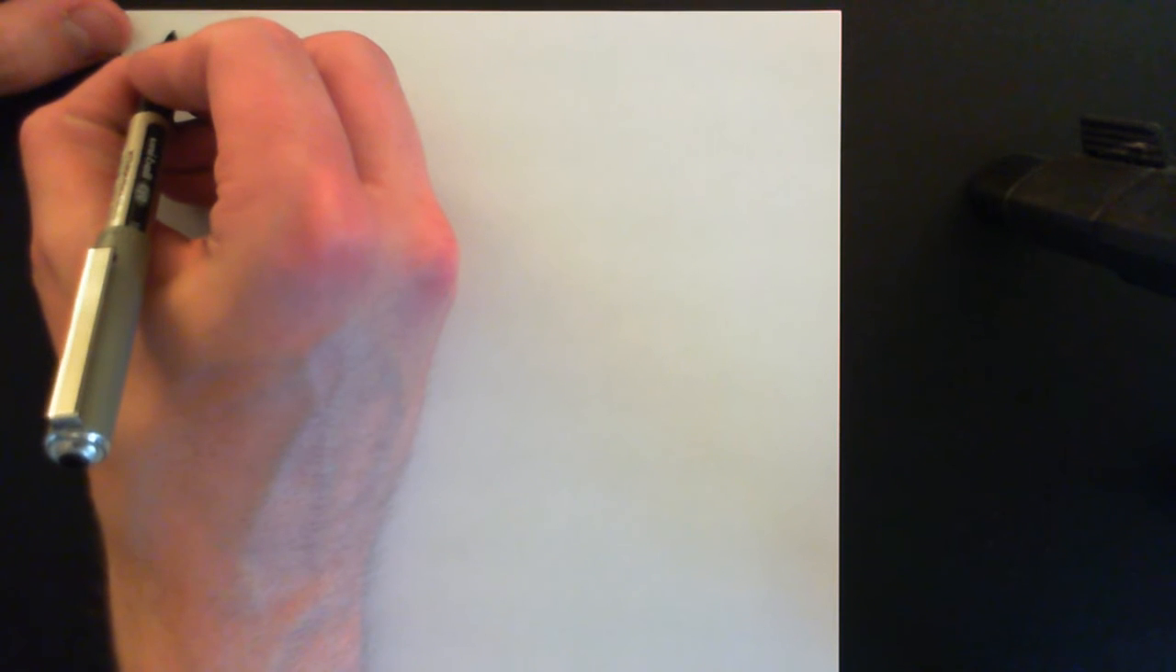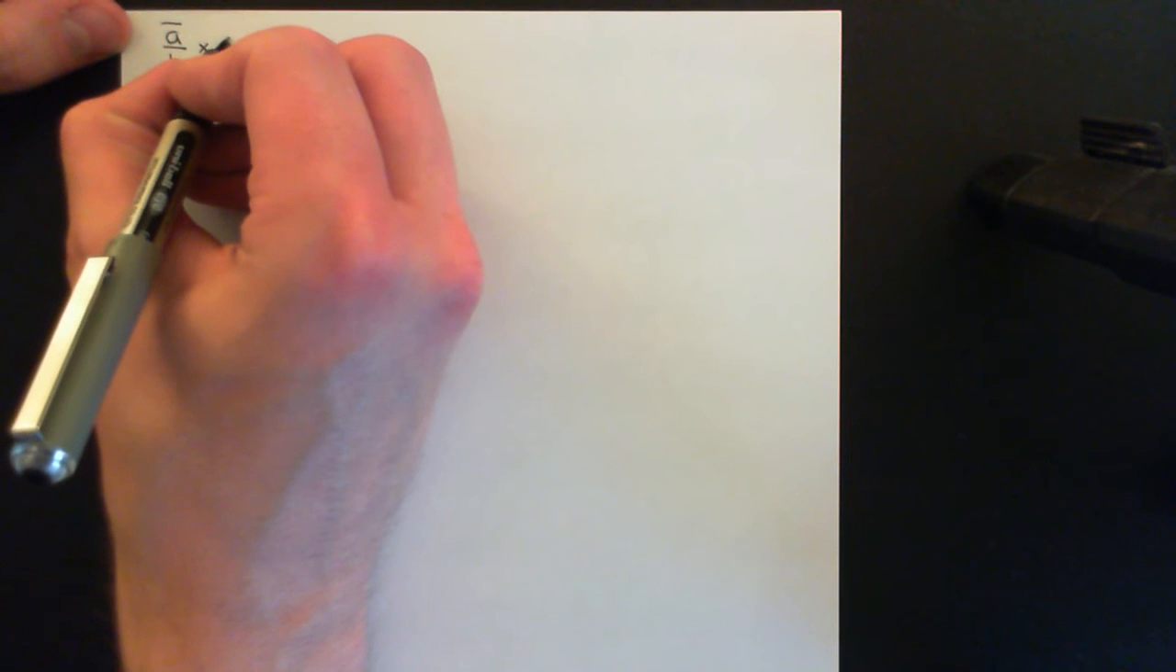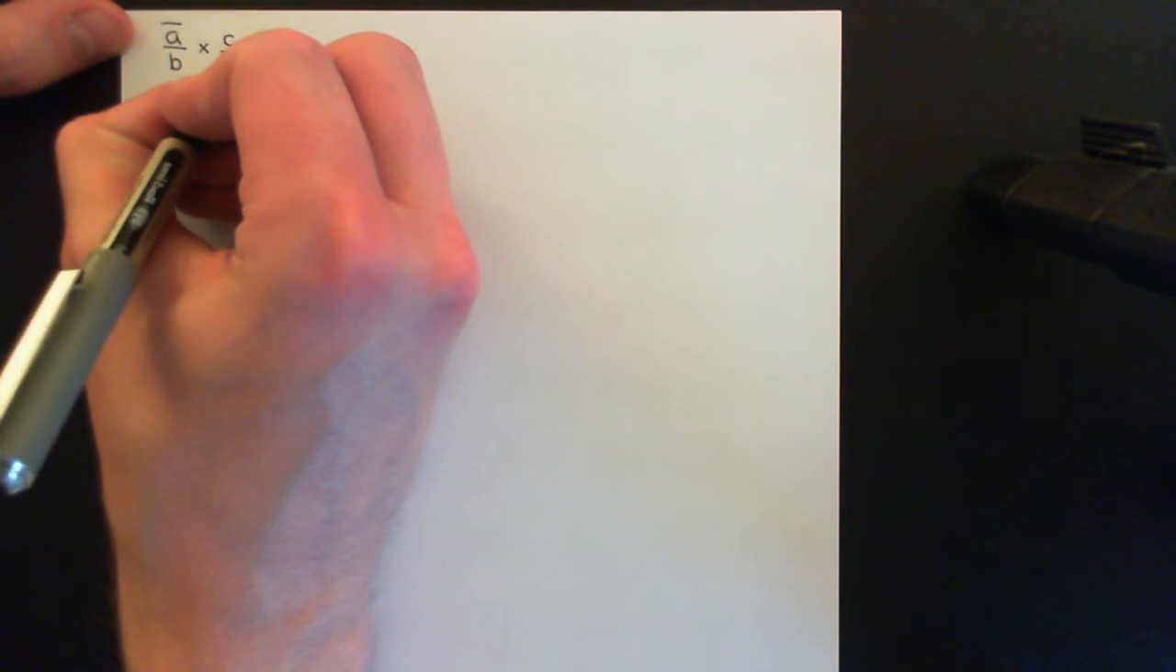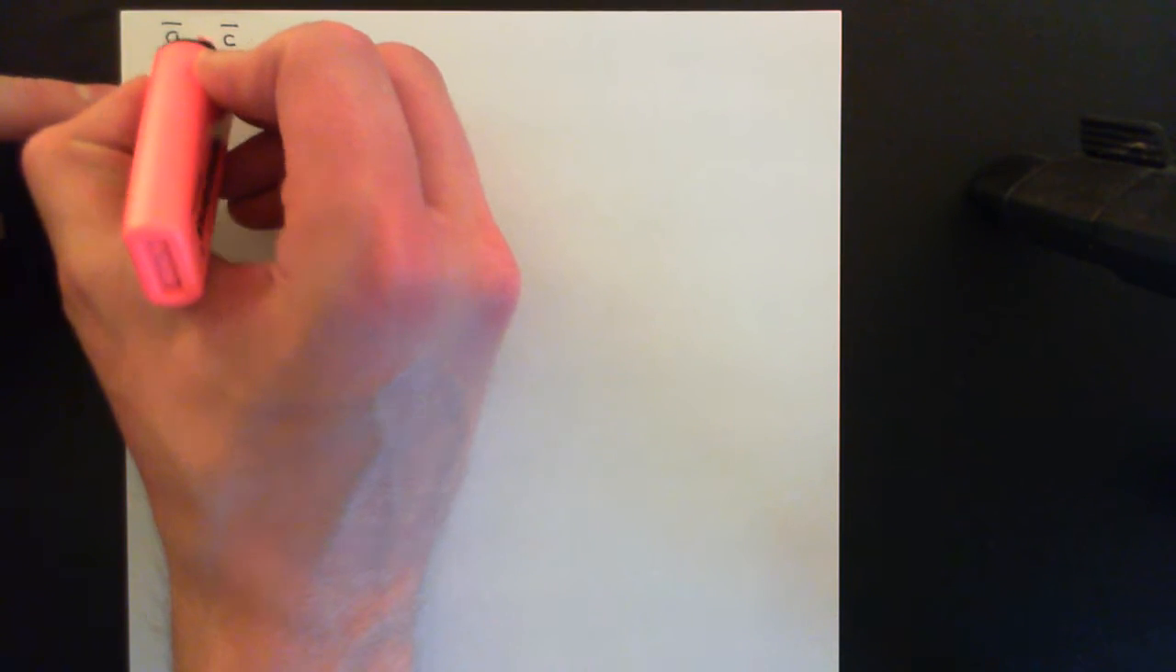Let's say we've got some equivalence class, a over b bar, the equivalence class that contains the fraction a over b, and we want to multiply it with another equivalence class, c over d bar, the equivalence class that contains the fraction c over d. This is the multiplication that we're attempting to define, so I'll colour it in red. This is going to be multiplication in our fraction field. So how are we going to define this?